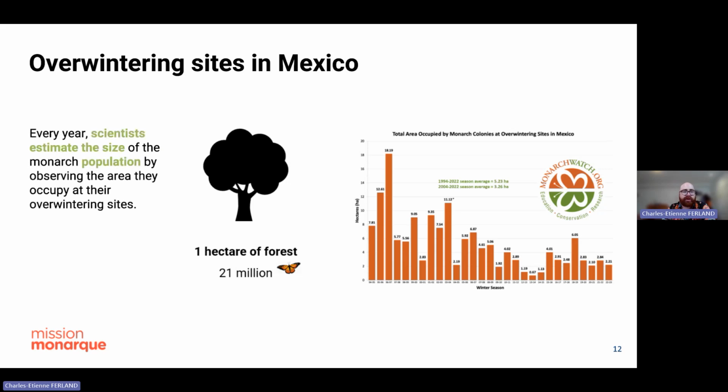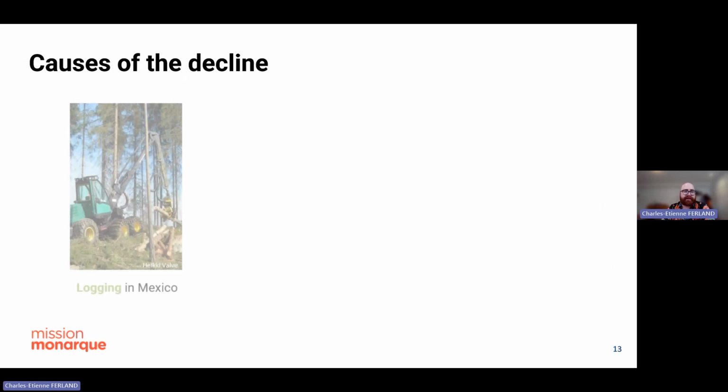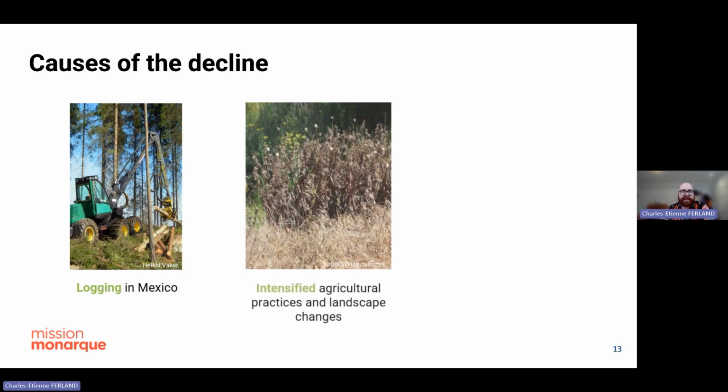So instead, we are measuring the size of the overwintering sites in Mexico in order to estimate the size of the population of the monarchs. And this is how we were able to observe a decline in the population of 90% since 1996. Now, there are three main causes to the decline. First of all, historically, illegal logging in Mexico in the overwintering sites has been one of the causes of the declines. Less so nowadays, but still worth mentioning to give some context.